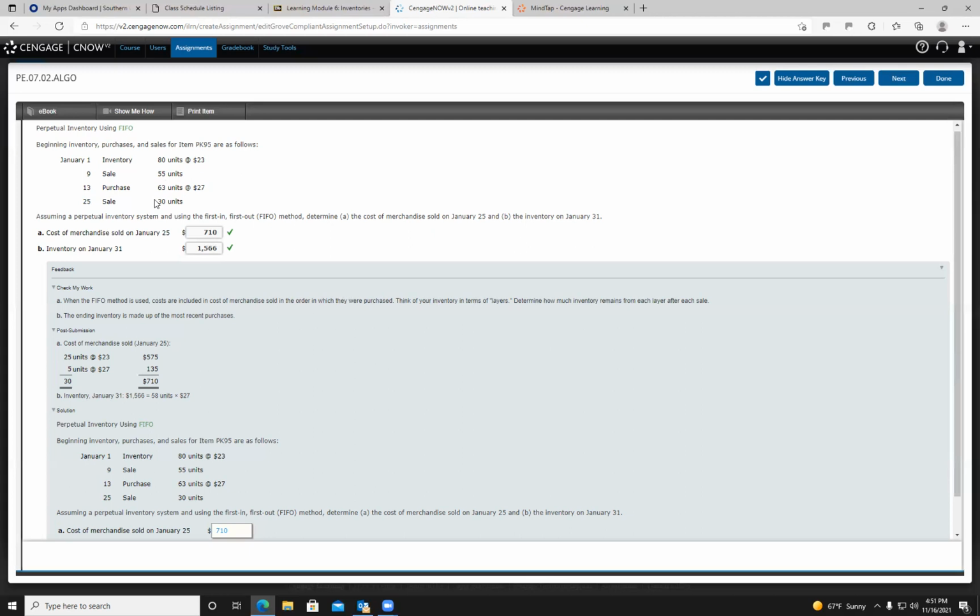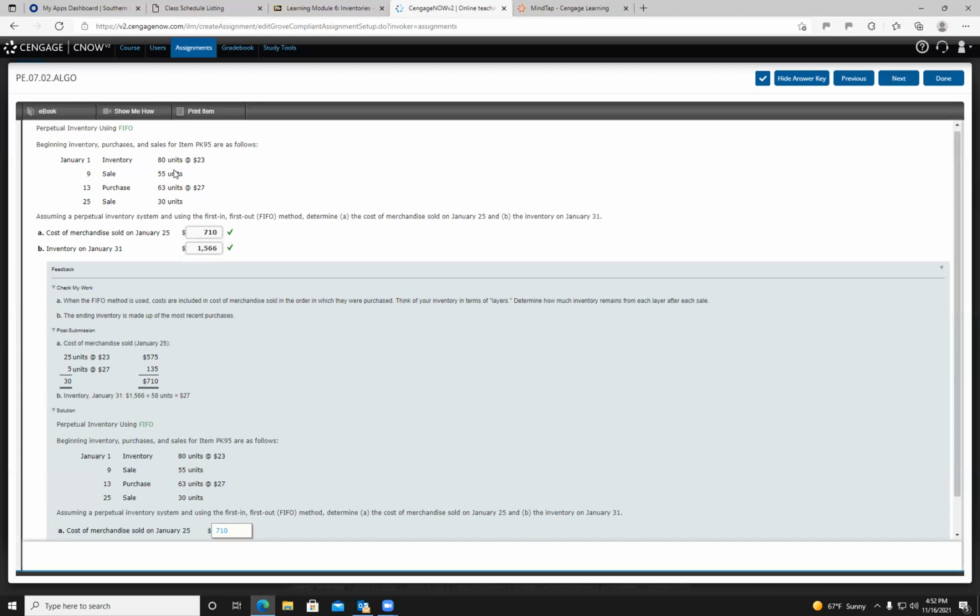All right, now under the FIFO method, that first in, first out, your first purchases are first out. So this inventory has been sold. We have no more inventory left on the shelves as of January 31st that was purchased for $23. The only thing we have remaining on the shelf is the inventory that we purchased on January 13th at $27 a unit.